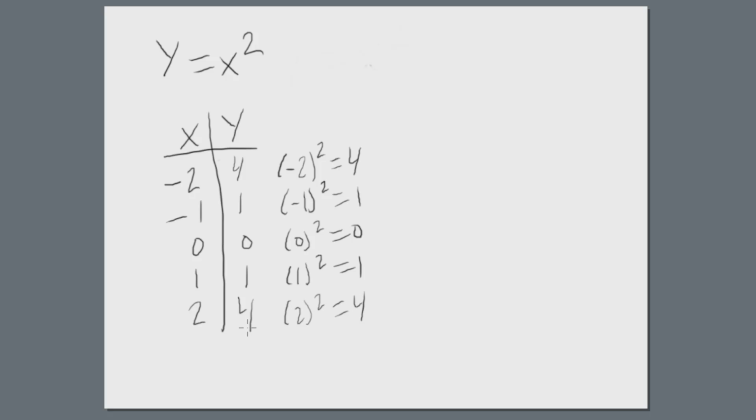One quick note before we move on. Notice that the outputs of 4 and 1 are obtained twice, but that this table still represents a function, as it doesn't matter if any output values are repeated for separate inputs, as long as each individual input value only returns one specific output value.